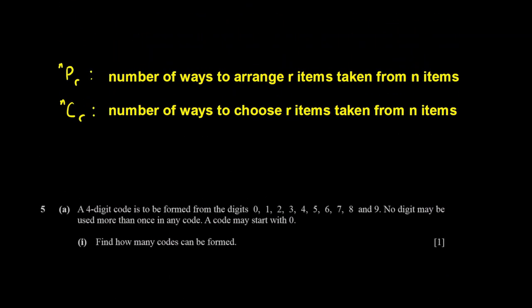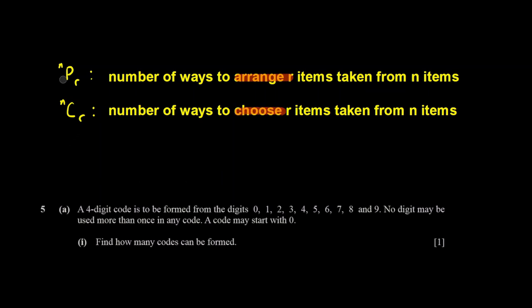Are we using permutations, nPr, or combinations, nCr? This is extremely important, so let's clarify what these mean. nPr is the number of ways to arrange r items taken from n items. nCr is the number of ways to choose r items taken from n items. So the key words here are arrange and choose.